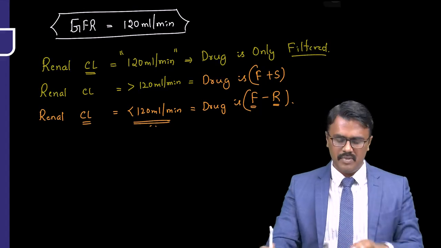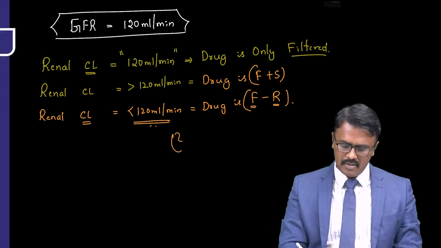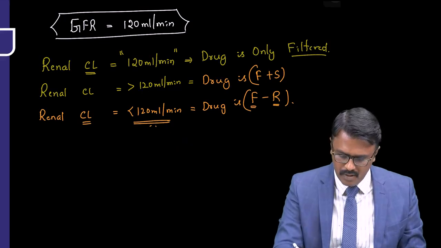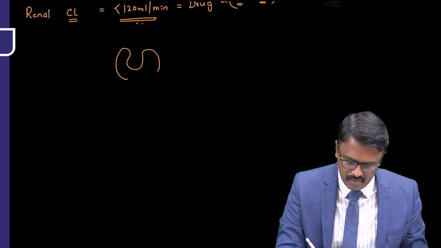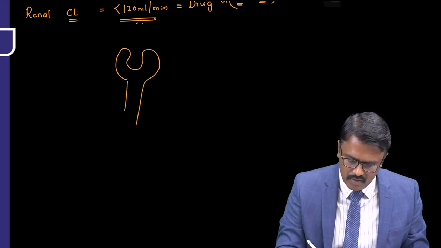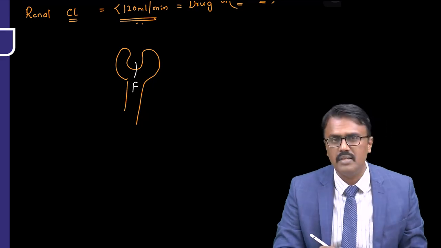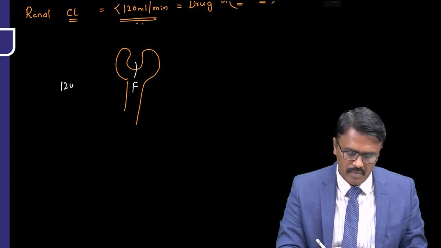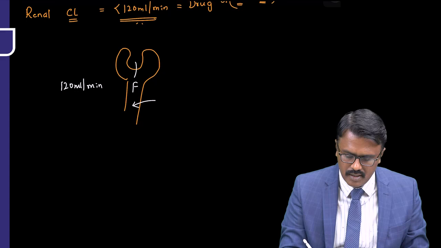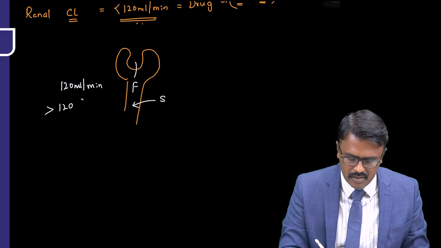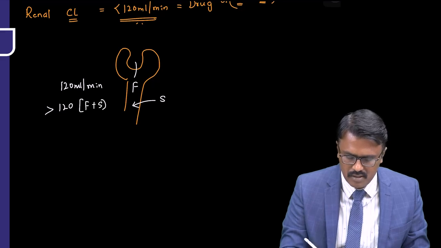So now no problem. Let me give again the example. This is the kidney. Let me write it correctly. This is the nephron. If it is only filtered, that means it is equal to 120 ml per minute. Now if it is also getting secreted, you are adding for that. So the value is more than 120 if it is filtered plus secreted.